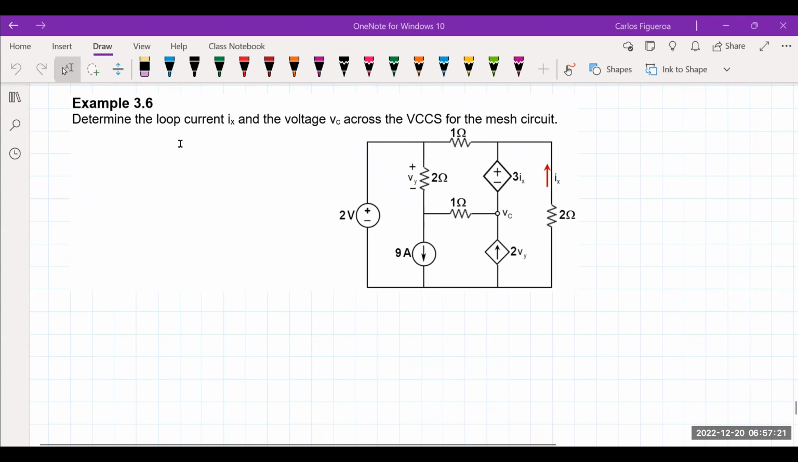Example 3.6. Determine the loop current Ix and the voltage Vc across the voltage-controlled voltage source for the mesh circuit.